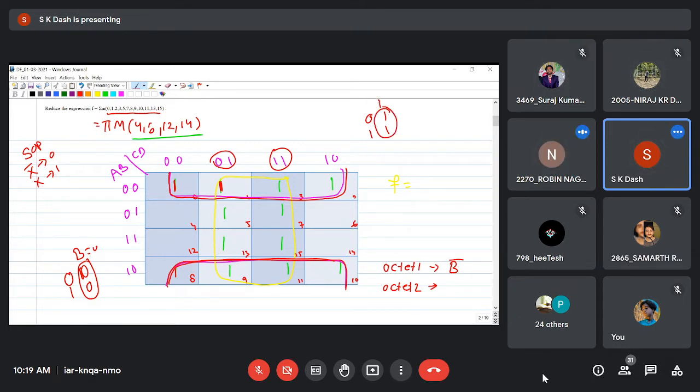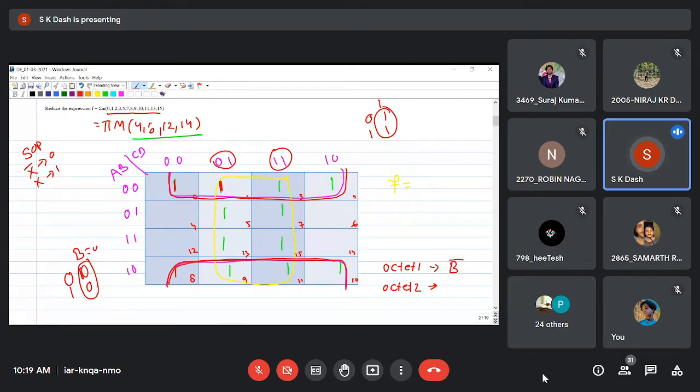Sir, please explain how they are common. Common means it is nothing about the commonality. You need to find out, of A, B, C, D, which one will be the same for all the cells. Whatever combination you are making, for those combinations, what is the common value of A, B, C, D?